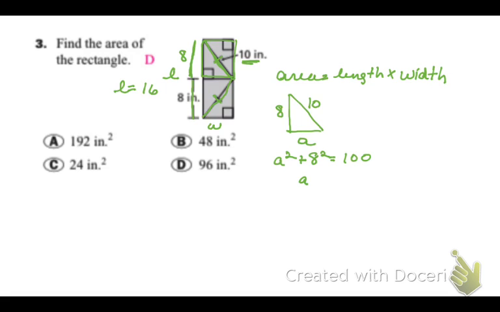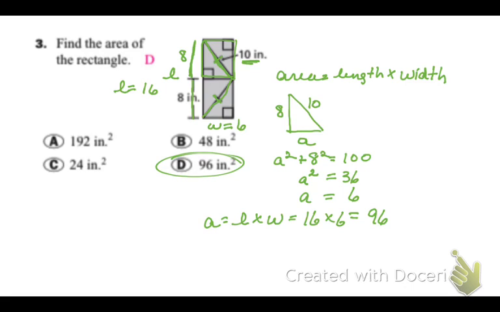A squared equals 36. A equals 6. Okay, so W, or width, is equal to 6. Now, make sure that you complete the area. We did find this length, but now we have to find the area. So the area is going to be length times width equals 16 times 6 equals 96. And there's our 96 right there.